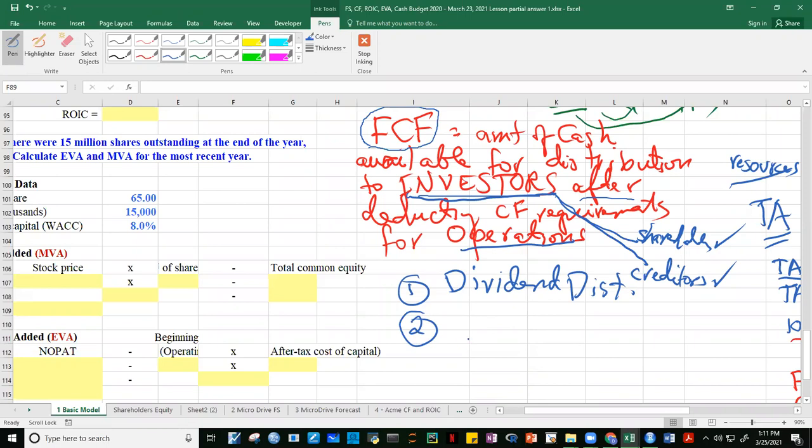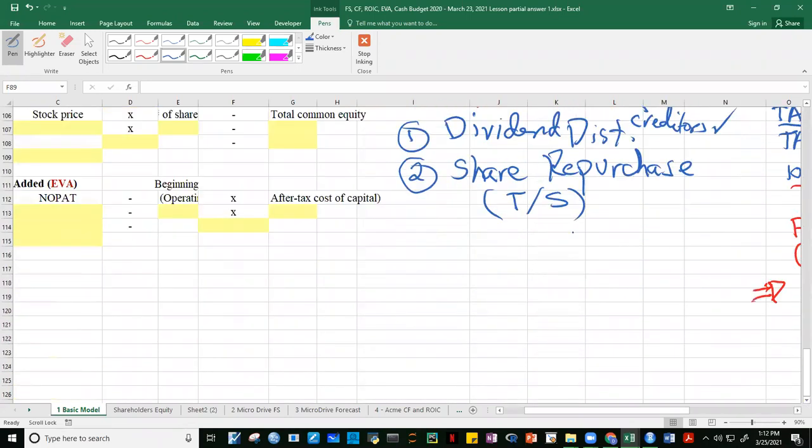Ano pa? Sometimes the company can engage in what we call share repurchase. Have you heard of this, guys? Ano ibig sabihin ng share repurchase? May technical term na ginagamit. I'm sure you have learned this in your accounting. Ano to? They call it TS. What's that, guys? Ever heard of this? TS? Share repurchase? Ano ibig sabihin ng share repurchase, guys? Iba-buy back ng firm yung shares of stock.